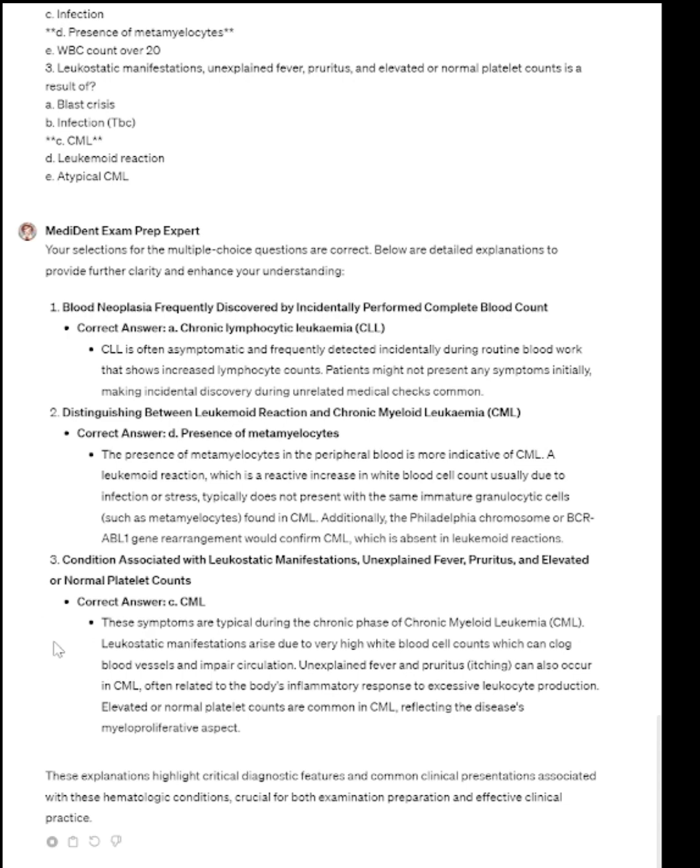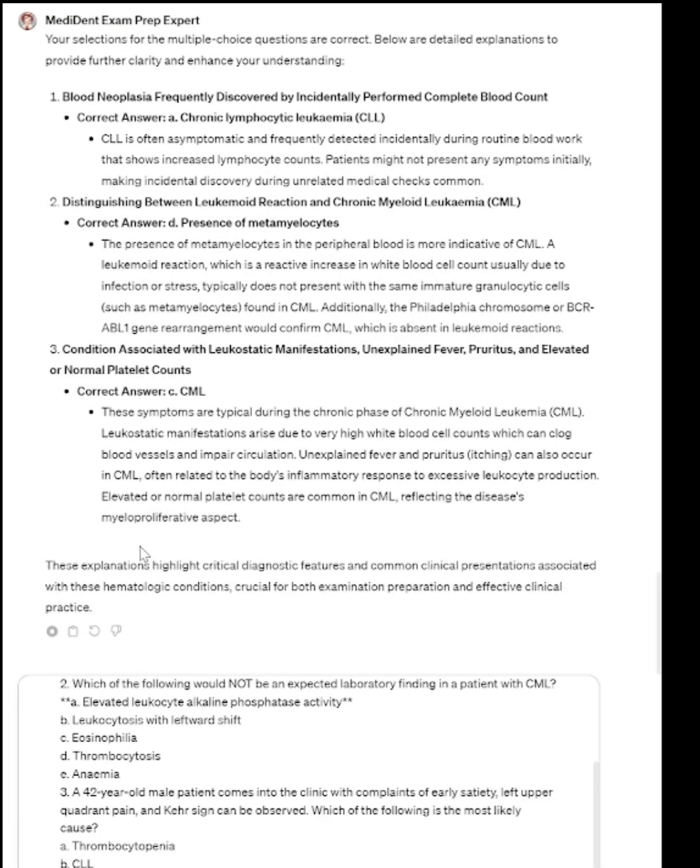Unexplained fever and pruritus, itching, can also occur in CML, often related to the body's inflammatory response to excessive leukocyte production. Elevated or normal platelet counts are common in CML, reflecting the disease's myeloproliferative aspect. These explanations highlight critical diagnostic features and common clinical presentations associated with these hematologic conditions, crucial for both examination preparation and effective clinical practice.